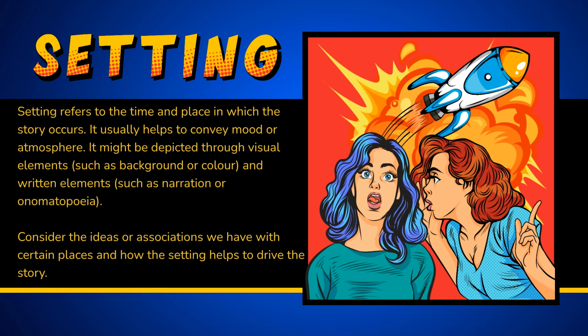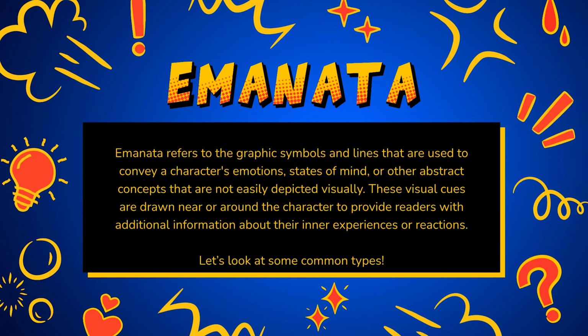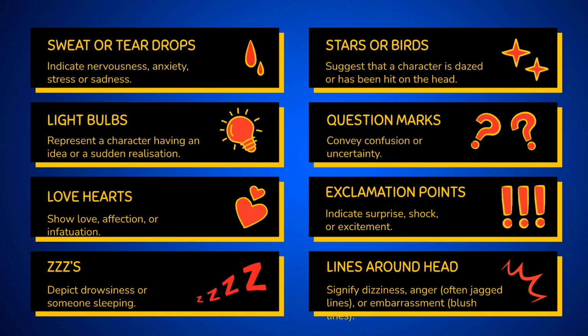The setting is the time and place of the story. It is conveyed through both visual elements like background and color, and textual elements like narration. Setting helps shape the mood and drives the narrative forward. Emanata refers to the specific symbols and lines drawn near characters to represent their emotions or inner thoughts, such as shock, confusion, or love, when they cannot be easily depicted otherwise. Common examples of emanata include sweat or teardrops for sadness, light bulbs for ideas, hearts for affection, question marks for confusion, and jagged lines to signify anger or dizziness.